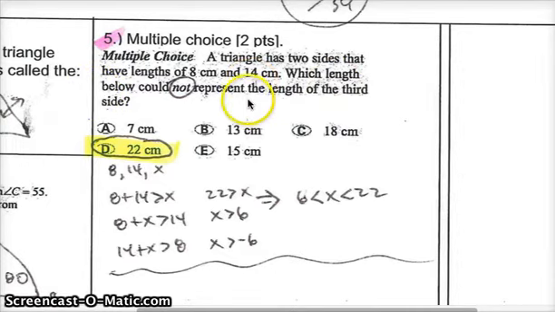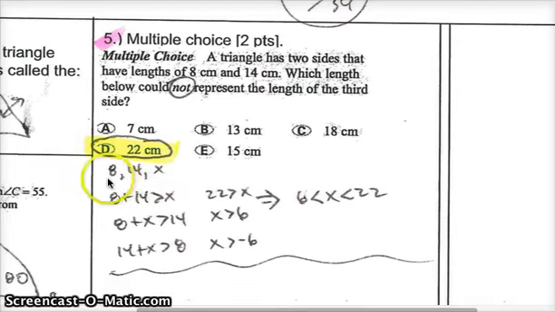So this problem is talking about triangle inequality. We did that with pasta. Do you guys remember that? Breaking up the pieces. So basically you have to do 3 mini problems here. You have 8 and 14 and the third side, which is an unknown.